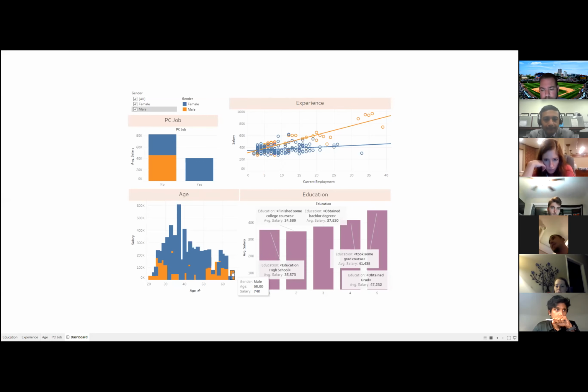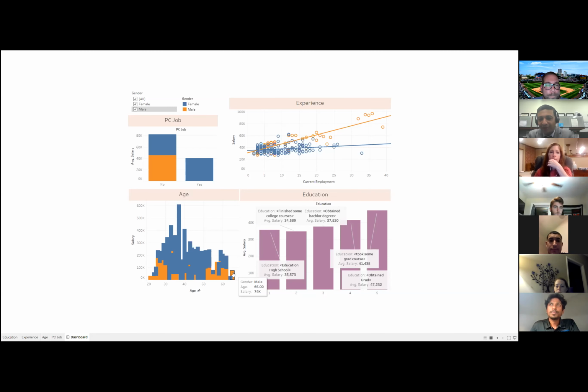Okay. So for an average male aged 65 years, that person would be drawing about $74,000. So you would assume that he has obtained at least his graduate degree based on his education. But again, with his experience, we can't be certain whether it's because he has a degree, or because of his age, that he's drawing so much salary.